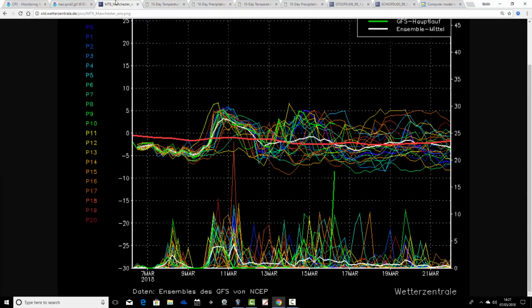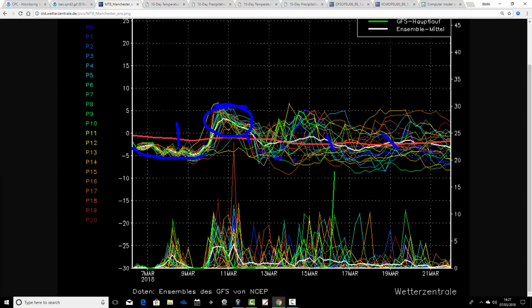GFS models looking like this. We're looking at the upper air temperatures for Manchester today. The red line here is the 30-year upper air temperature average. So starting off a little bit cooler than average at the moment and staying that way through the rest of this week. Over the weekend, that's that warmer push of temperatures I was telling you about that might give us our first sort of taste of spring for the south. It is associated with a lot of rain though.